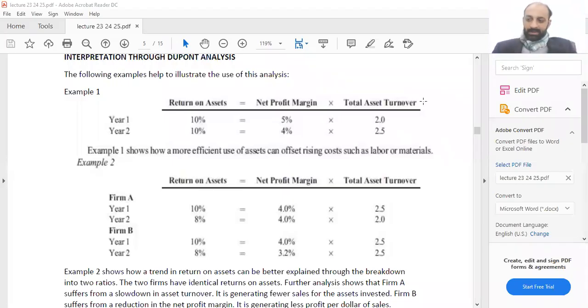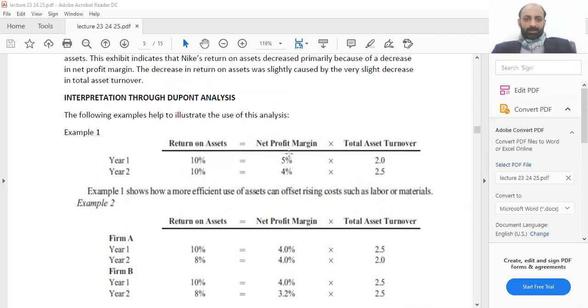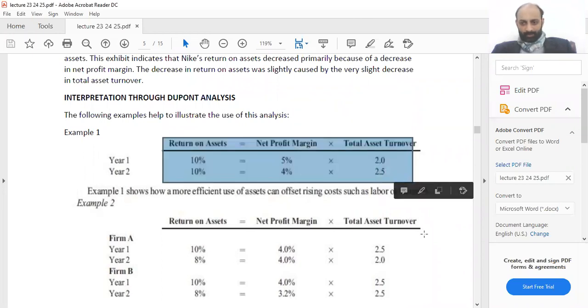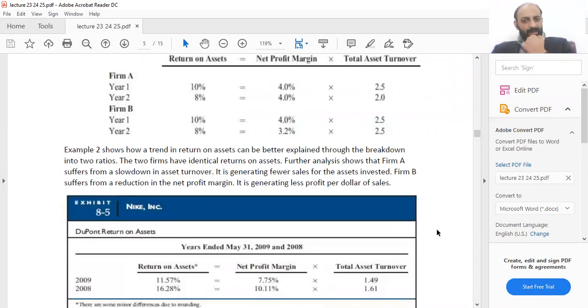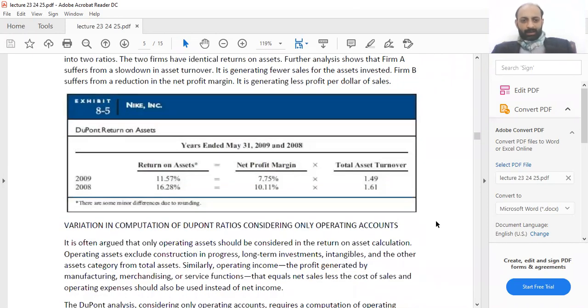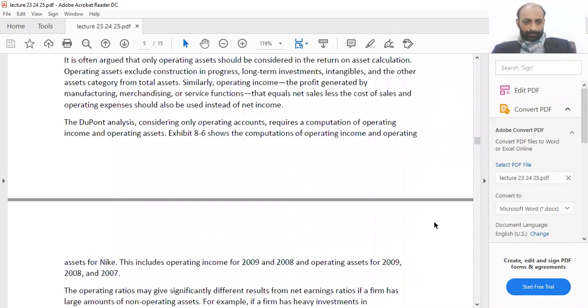In lecture number 23, we did three ratios, namely return on assets, net profit margin, and total asset turnover. Then we did the DuPont analysis involving these three ratios. Now, in lecture number 24, we will do some other ratios.